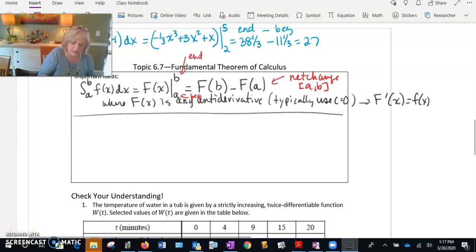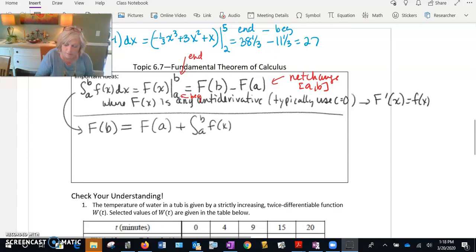All right, and then we can take that and rearrange it, solve it for capital F of B, and that gives us another relationship: where I end up is where I started plus my net change on that interval of A to B. And so make sure that whatever's in here matches what's there, and that what you're trying to find at the end matches that part right there.